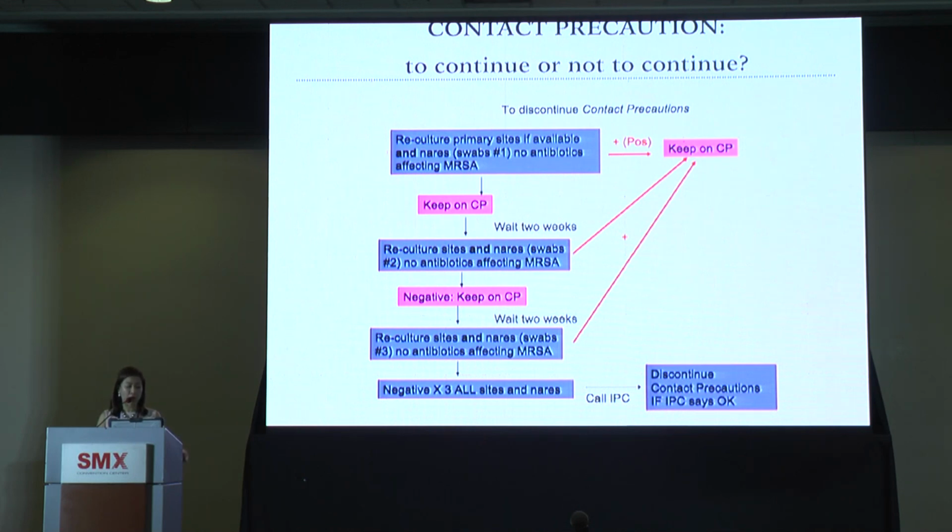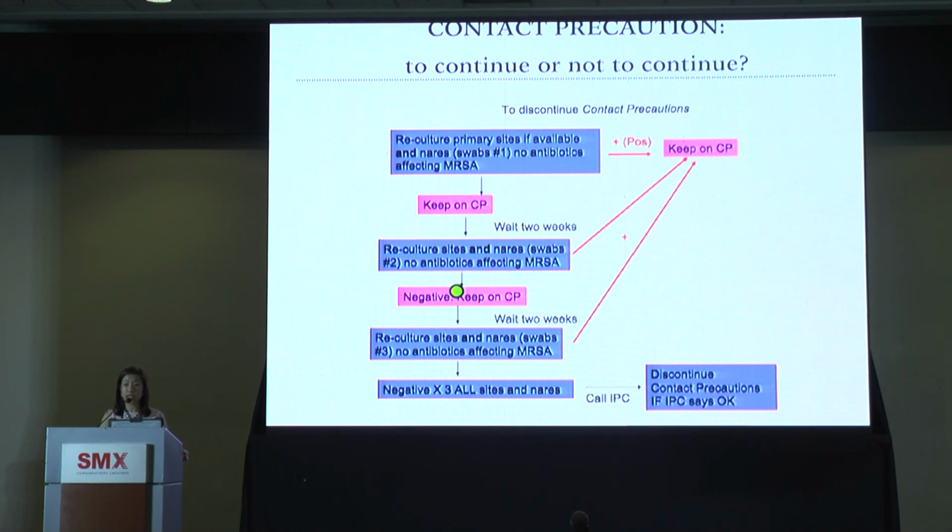So if you have MRSA cases, for example, it is stated that you have to reculture the primary site if feasible, or the NARES, and if it's positive, then you keep the contact precaution. However, if it's negative, you don't discontinue it right away. You have to wait for 2 weeks and then reculture the sites and the NARES.